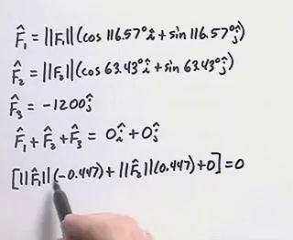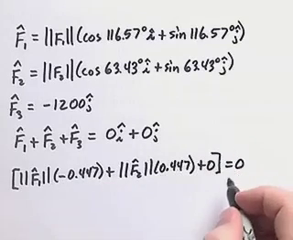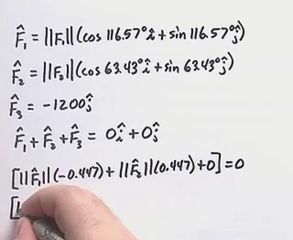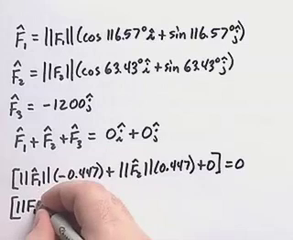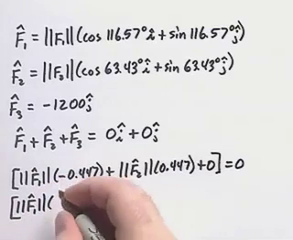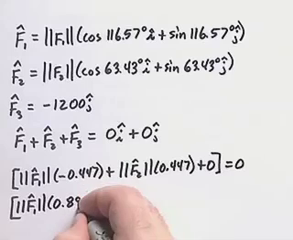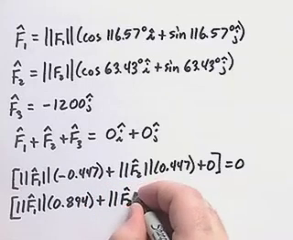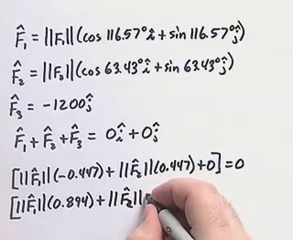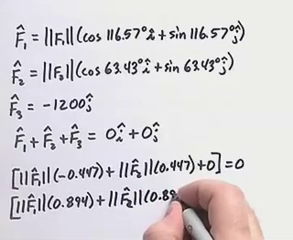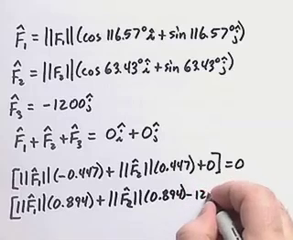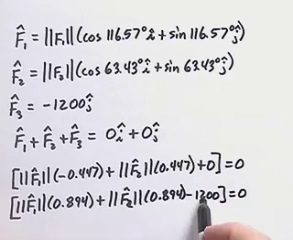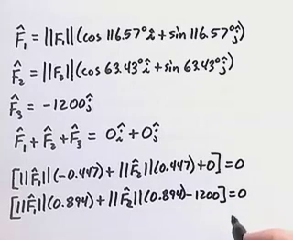So we're looking at the horizontal components, we're summing those up, that needs to equal 0. We'll have the magnitude of force 1 times 0.894, plus the magnitude of force 2 times 0.894, minus 1,200 must equal 0. So here we have the vertical components of each of our forces. When we add those up, that needs to equal 0.